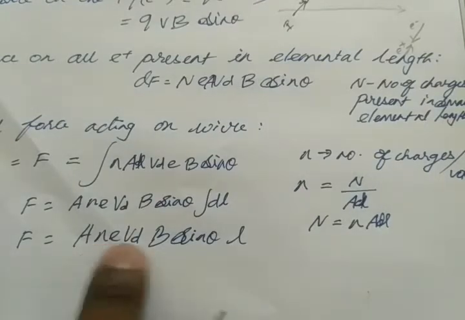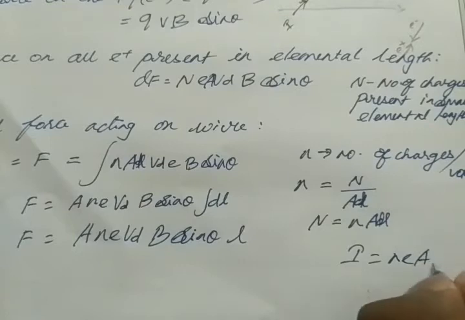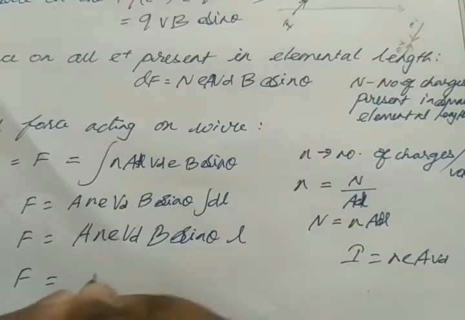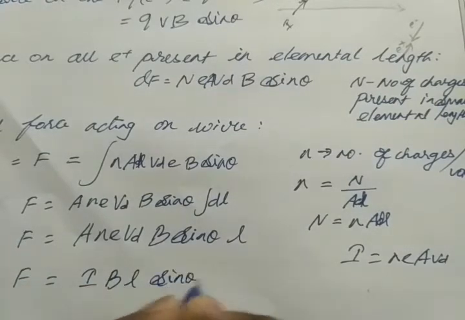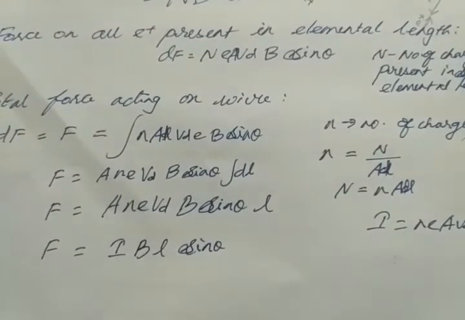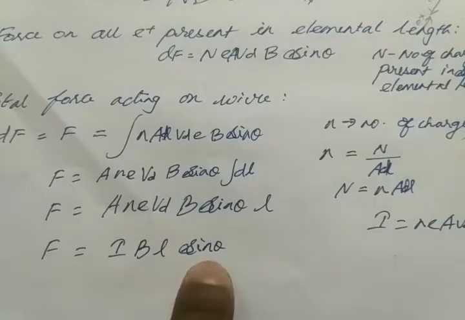So this is our equation. Here what is NEAVD? NEAVD is nothing but current. From the starting I said NEAVD is nothing but current. So I can take I B L sin theta. Not IPL but IBL. You can remember it that way. I means current, B magnetic field, L length of the conductor, and sin theta. Right? So this is our final formula.